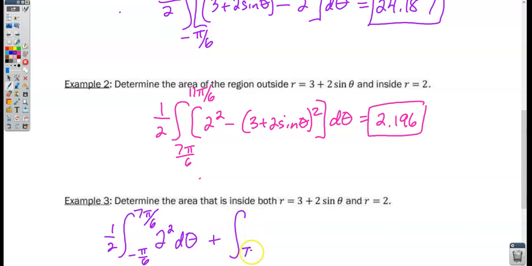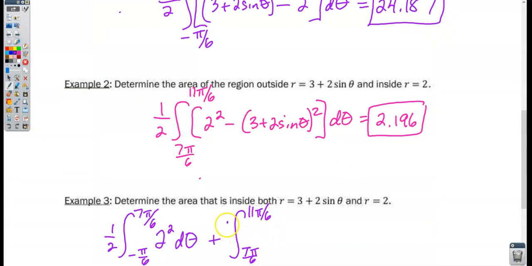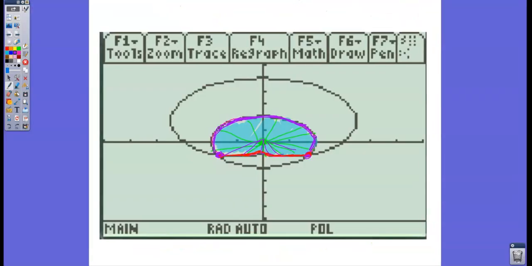And then from 7 pi over 6 to 11 pi over 6, starting here and going over to here, it's just the curve 3 plus 2 sine of theta. So we've got 1/2 times the integral of 3 plus 2 sine of theta. And we add those two regions together. If you look at the graph here, the region formed here by using this curve, and the region formed here by using the circle. And that gives us the area of the whole thing.